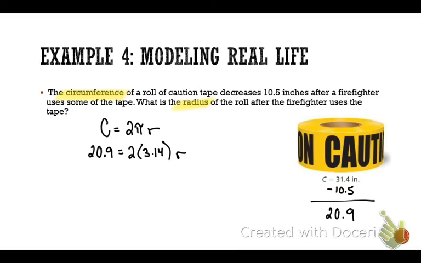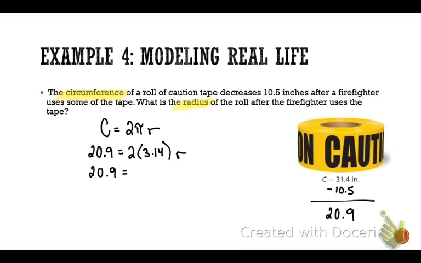Can I simplify this right here? 2 times 3.14? All right, what's 2 times 3.14? No calculators. Double each digit. What's 2 times 3.14? 6.28.